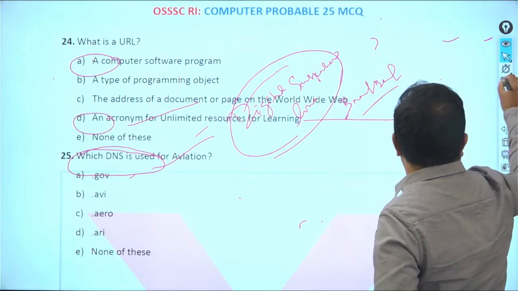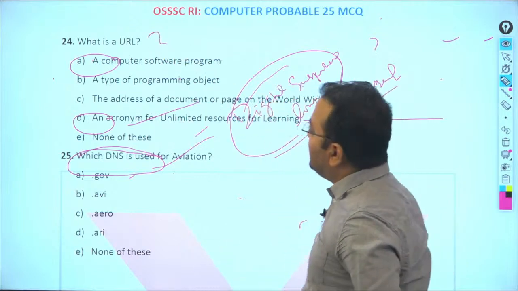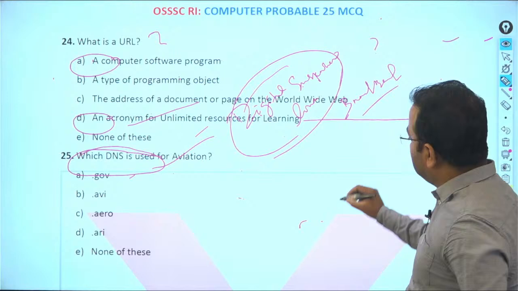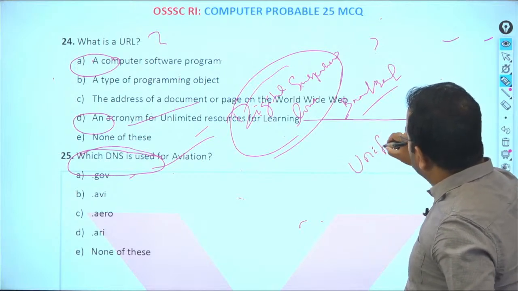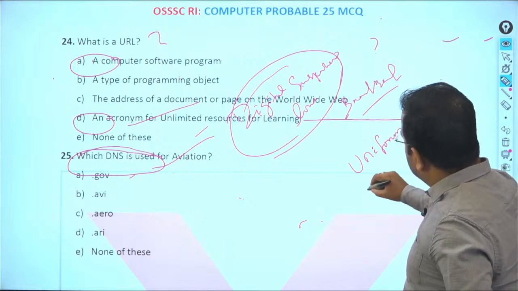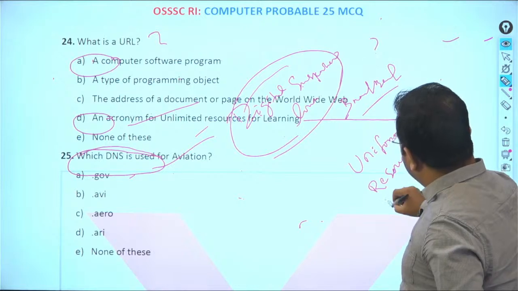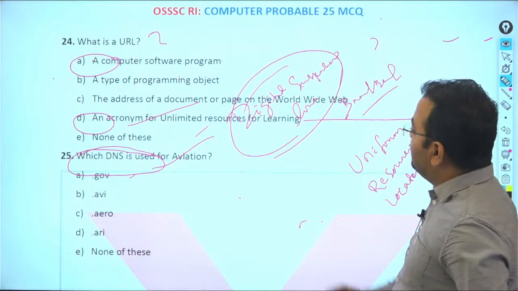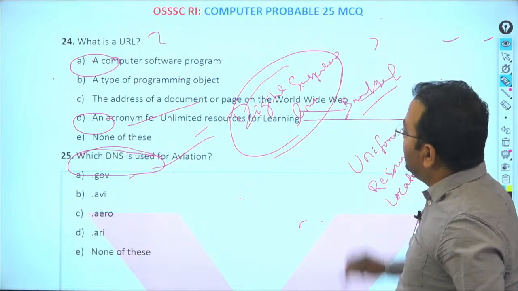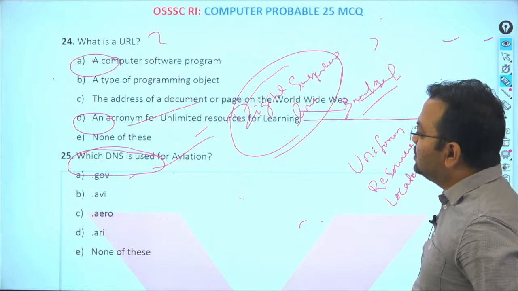Question number 24 has asked, what is a URL? So students, URL, Uniform Resource Locator, another important question. Its full form is Uniform Resource Locator. It is the address of a document page on the World Wide Web. Yes, so here the answer is C. Then goes to question number 25.